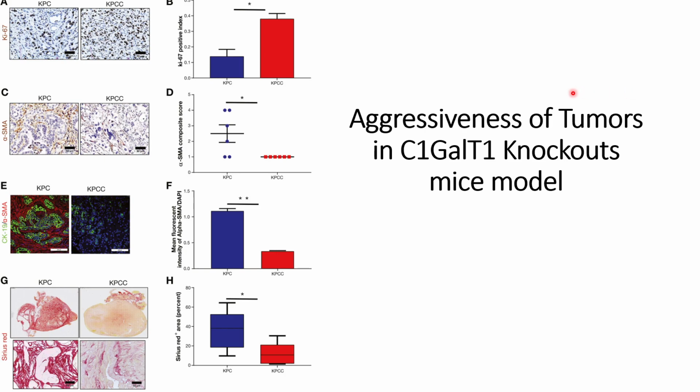I hope you have understood how this C1GalT1 knockout is related to the aggressiveness of the tumor, more specifically the pancreatic tumor. If you need to understand more about the role of C1GalT1 in pancreatic cancer or PDAC, you can go through the reference that has been provided in the description.